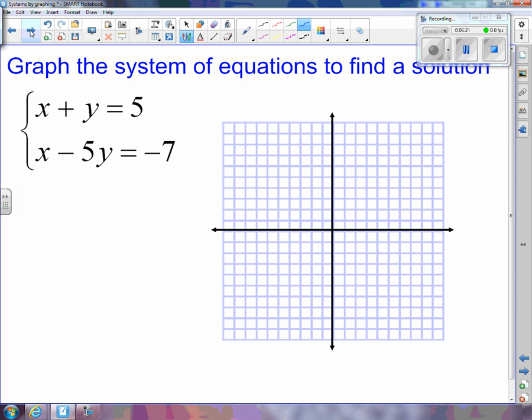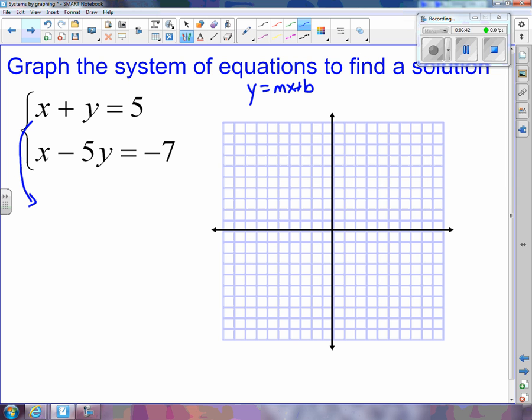Let's try just one more example. So here I have two equations. The reason that this example is a little bit more difficult is because these two equations are not solved for y. They're not of the form y equals mx plus b.